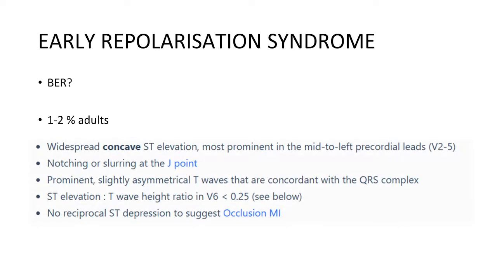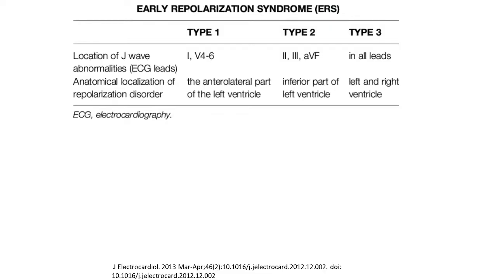Now it used to be called BER, but now we are referring to it as ERS, early repolarization syndrome, because they found out from case reports that BER is not so benign. Usually it is a normal pattern seen in 1 to 2% of adults. So these are the ECG criteria: widespread concave ST elevation with fishhook appearance at the J point, and the ST to T ratio in V6. If it is more than 0.25, it is pericarditis; less than 0.25, it is ERS. And there are no reciprocal changes, and if you do a CT angio, nothing will show up. And there are different types: type 1, type 2, type 3.